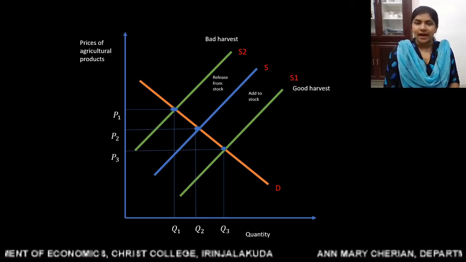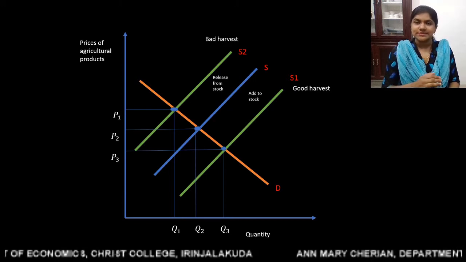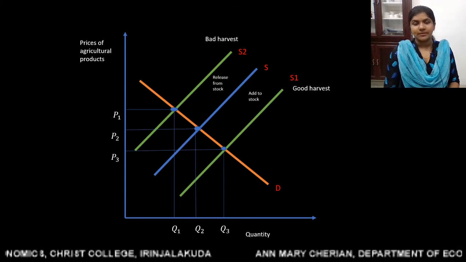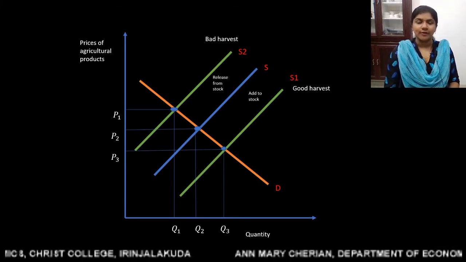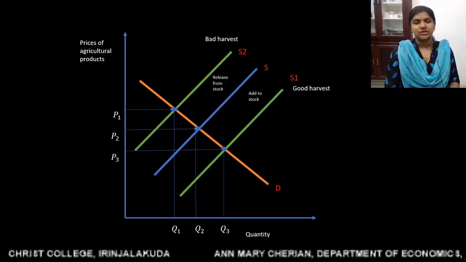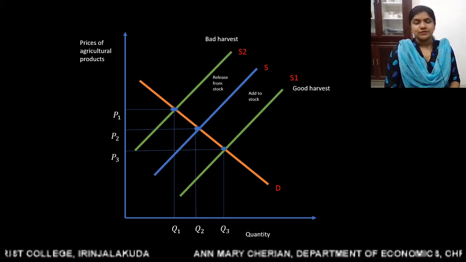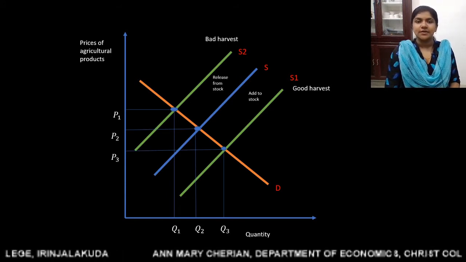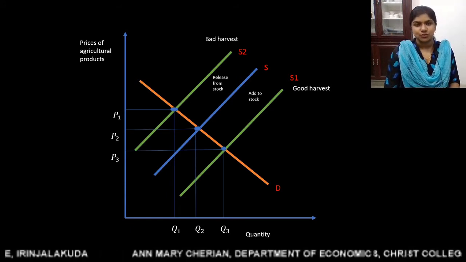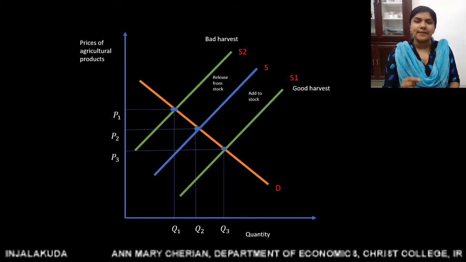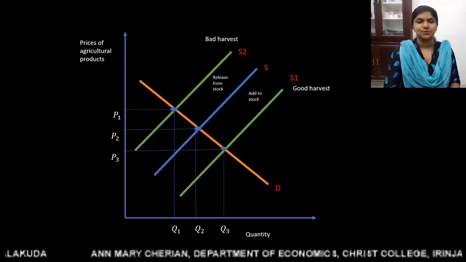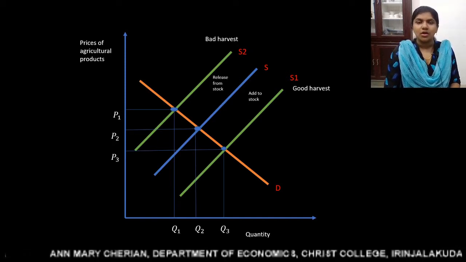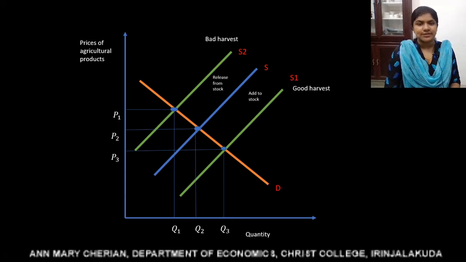Now suppose there is a bad harvest. When there is bad harvest, there will be scarcity of food in the economy, and this will lead to food inflation. So supply will shift to the left side, and the new supply curve will be S2. So supply curve shifts from S to S2. So the new equilibrium price is P1, which is well above the target price P2.